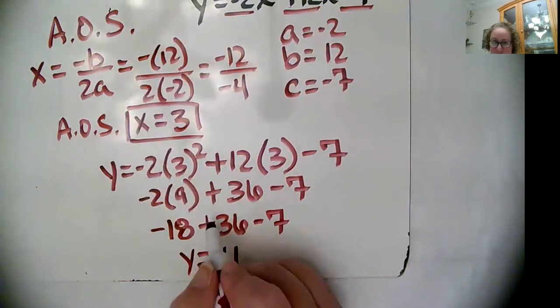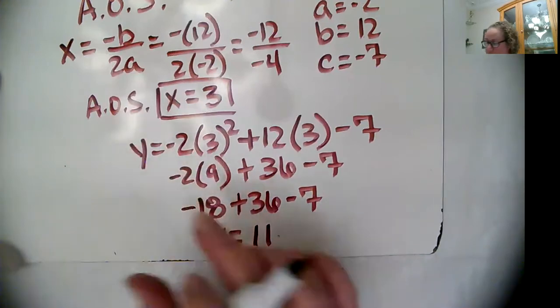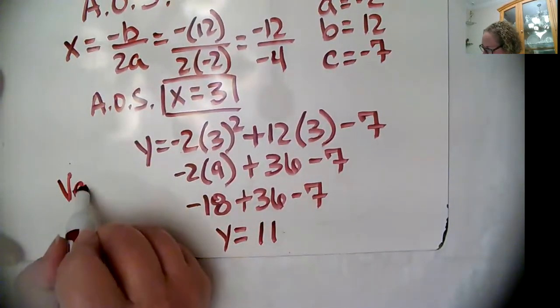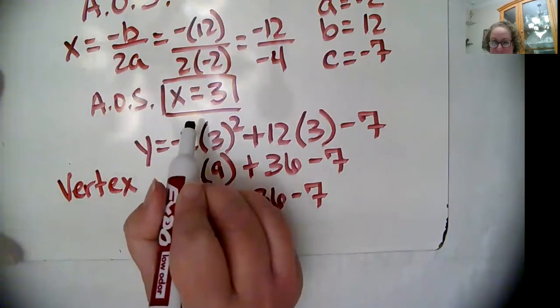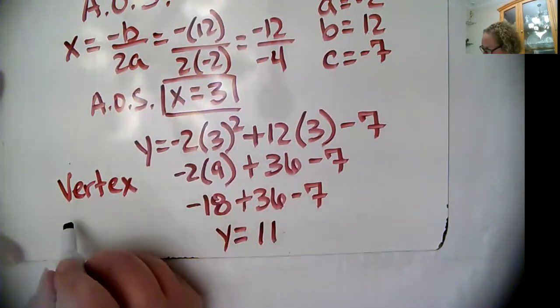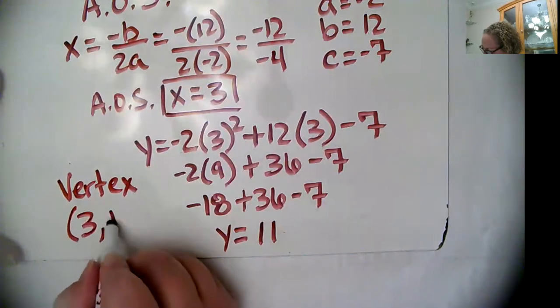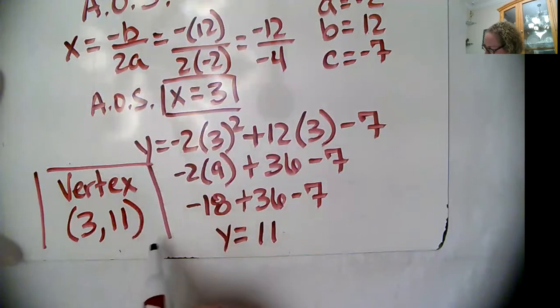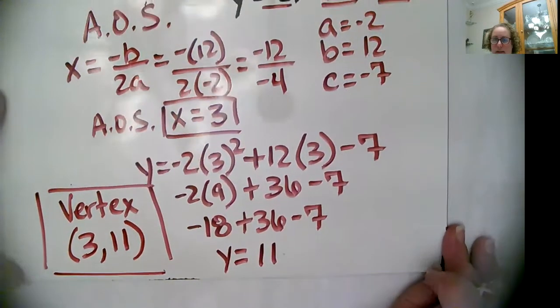So together, they form the vertex. The first answer, our axis of symmetry, is x is equal to 3. And then our vertex is that x value with our y value together, which is 3, 11. So those are our two answers for example 1.